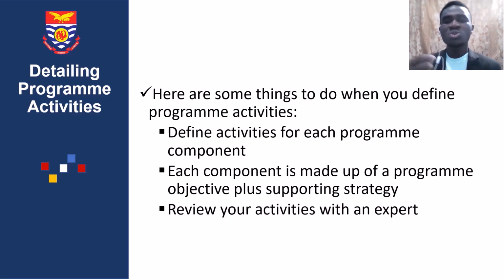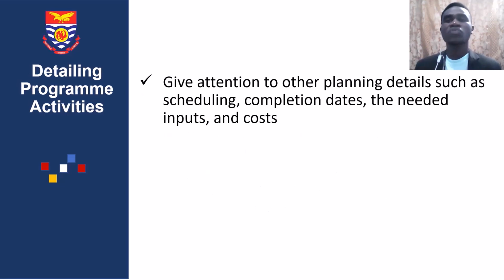Again, you must review your activities with an expert to find out whether the activities you have stated can really help to achieve the said objectives. Give attention to other planning details such as scheduling, completion dates, the needed inputs, and the cost. Remember, we mentioned that one characteristic of a program activity is that you must give clear beginning and ending points. So in detailing your program activity, you must pay attention to scheduling. When are we starting the program? When is the program ending? All these must be taken into consideration.